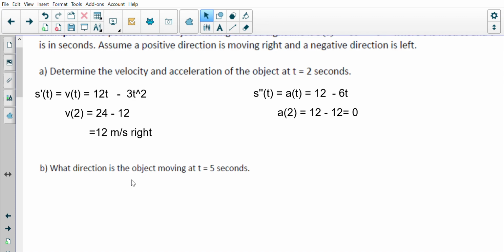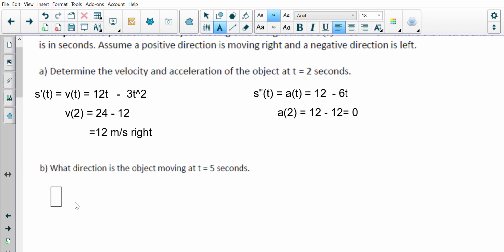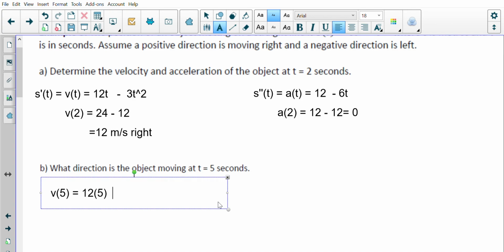All right, and then it says, what direction is the object moving at t equals 5 seconds? Well, again, if I'm looking at what direction the object is moving, I need the velocity function. And so I'm going to, again, sub in 5 for the velocity function this time, not 2 like I did just up above. And so I got 12 times 5, minus 3 times 5 squared.